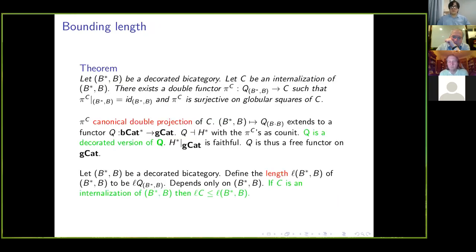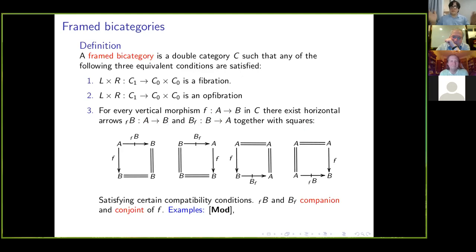It's not as important. Let's just say that I have ways of bounding length in terms of just the data of the decorated bicategory. So I can define the length of a bicategory with respect to a correct notion of morphisms, which was very good. That was very nice. And okay, so now we come to frame bicategories, which were sort of the main thing in the title.